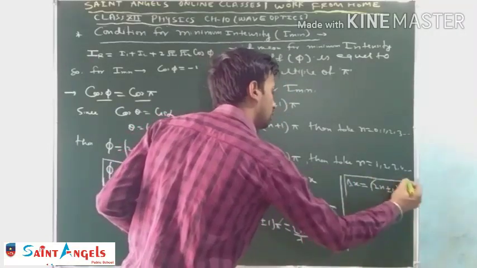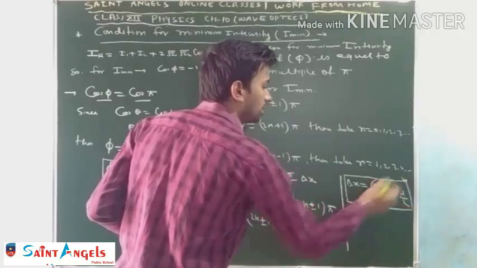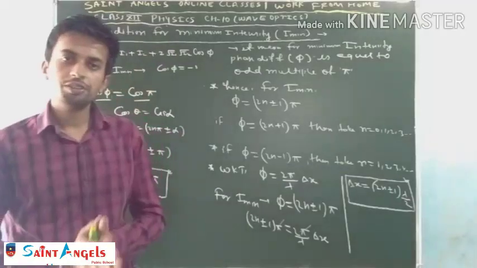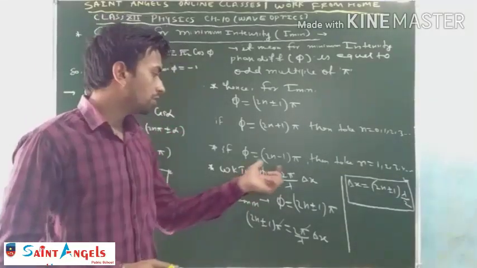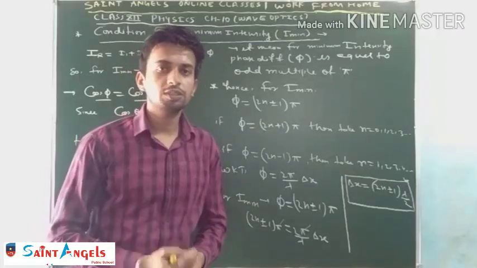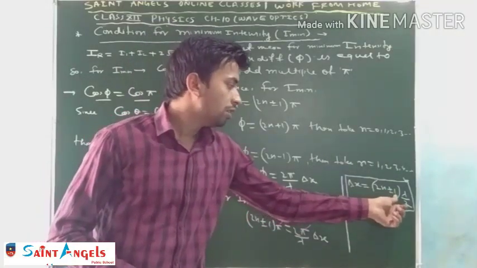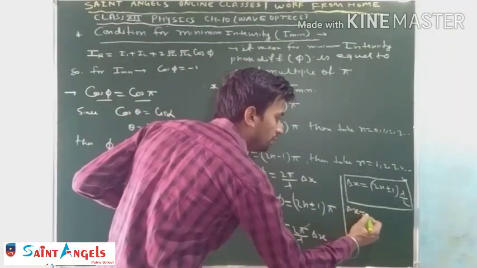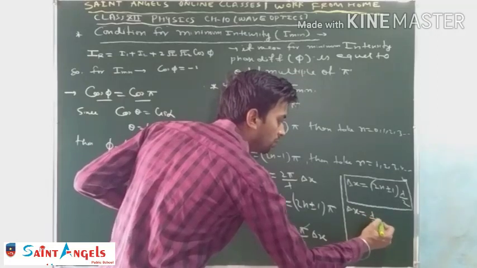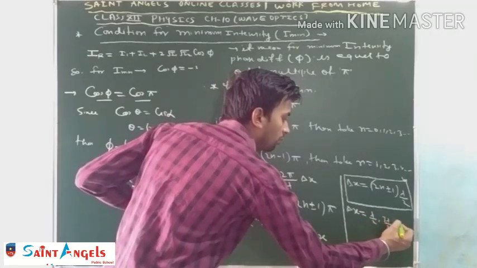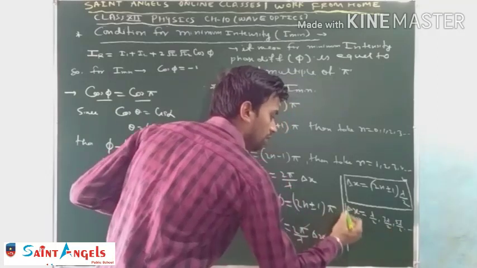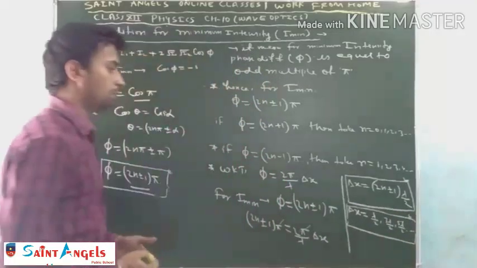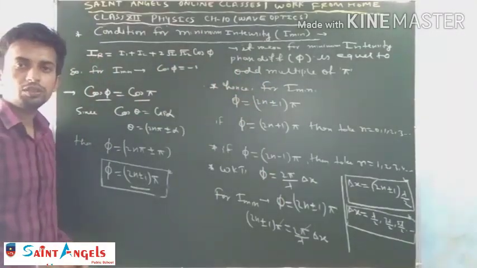This is the condition for minimum intensity. It means for minimum intensity, phase difference must be equal to 2n plus minus 1 into pi, and path difference must be equal to 2n plus 1 lambda by 2. So for minimum intensity, path difference must be lambda by 2, 3 lambda by 2, 5 lambda by 2, and so on. So please pause the video and note it in your notebook.